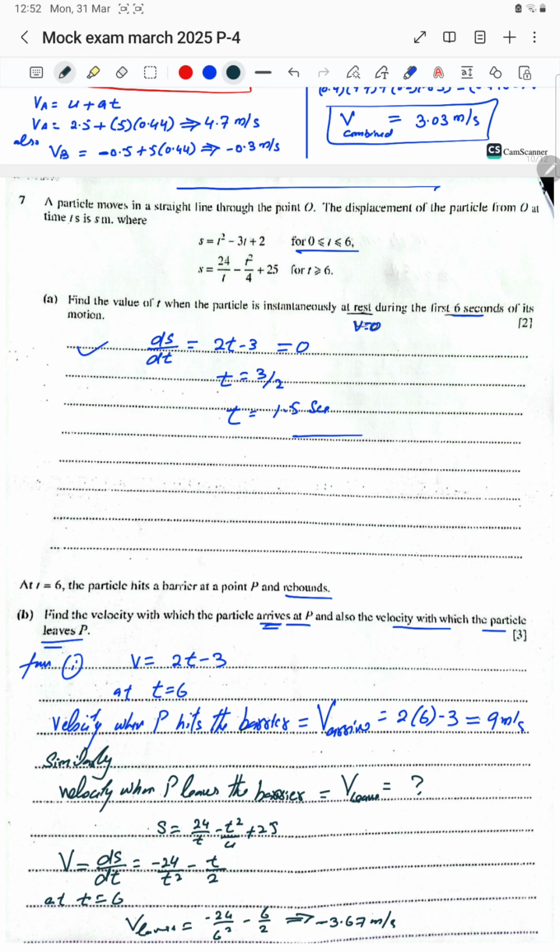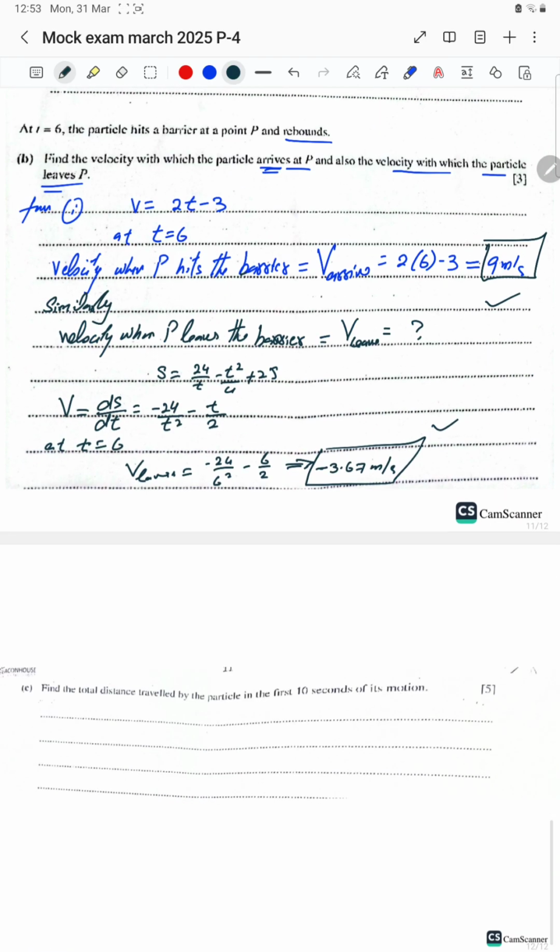Right, now we have calculated the two results, that is, for when it leaves and when it arrives. So here two things were asked. You are supposed to find the velocity when it arrives, that is here, and when it leaves is here. I hope it is clear.